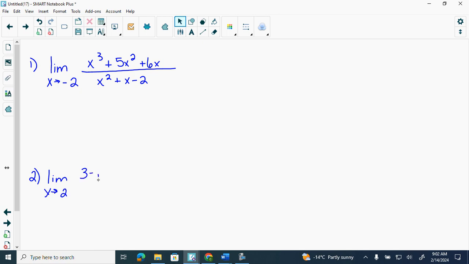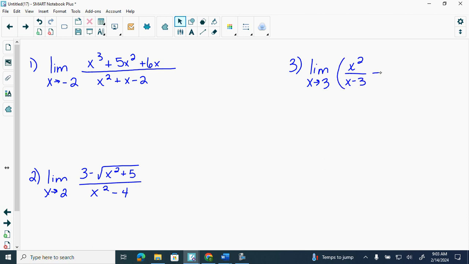3 minus the square root of x squared plus 5, all over x squared minus 4. What was the other one we did a lot of? Starts with an F, rhymes with fraction. Fraction one. We did do the f of x plus h. So let's try this one. Limit as x approaches 3, x squared over x over 3 minus 3x over x.